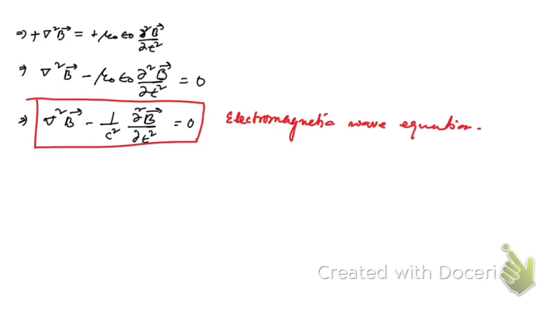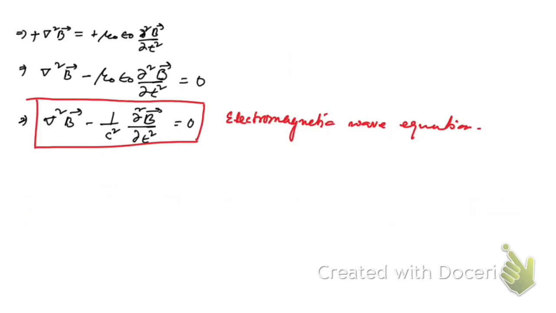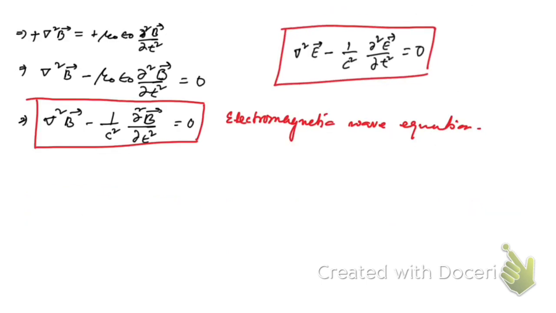So what was the last equation we have obtained? Let me go to the previous slide. So here you see this is another equation. Let me copy this one also. So let me put here. Now here you see, as we have got two equations, this one contains electric field and this contains magnetic field.